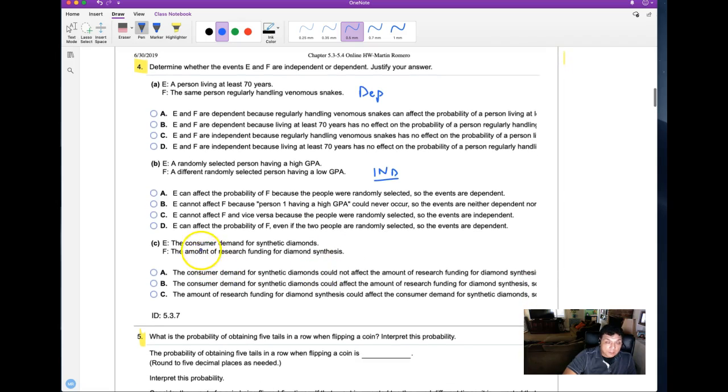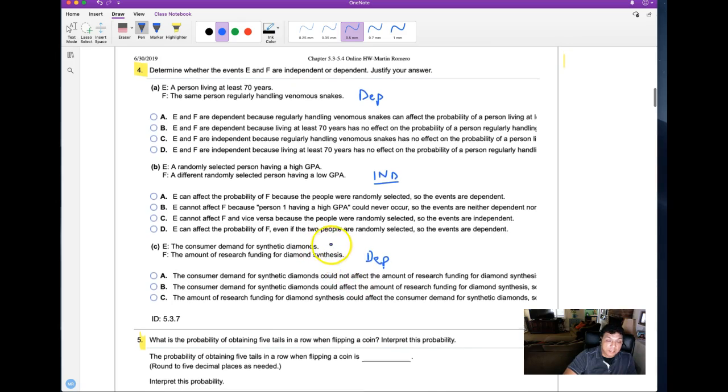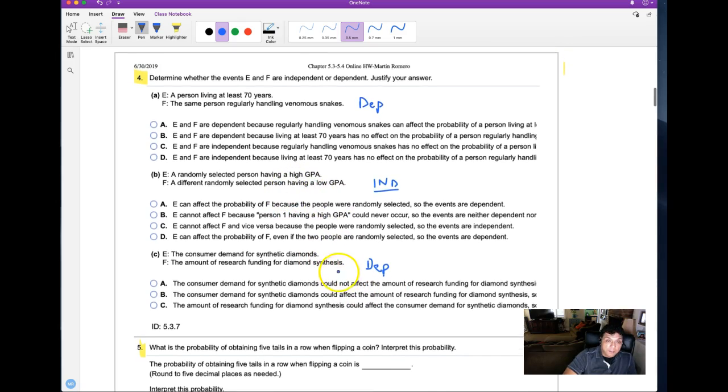And on this one here, consumer demand for synthetic diamonds and the amount of research funding for diamond synthesis. We would say these are dependent events because if people are interested in synthetic diamonds, that would influence and have an effect on the amount of research funding for diamond synthesis. And so it's almost like independent variables. This is the idea. We're just saying now these variables are dependent, right? There's some connection back to like chapter 4, relationship there.